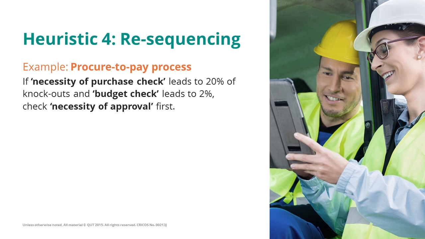In other words, it is very rare that we do not proceed with a purchase order because of a lack of budget. It's generally because of the fact that the necessity of the purchase has not been approved. In this context, the resequencing heuristic tells us that we should put first the check necessity of purchase and then the budget check, because the necessity of purchase is the check that will knock out the greater amount of process instances, and in doing so it will reduce the amount of unnecessary work that we perform on a purchase request.